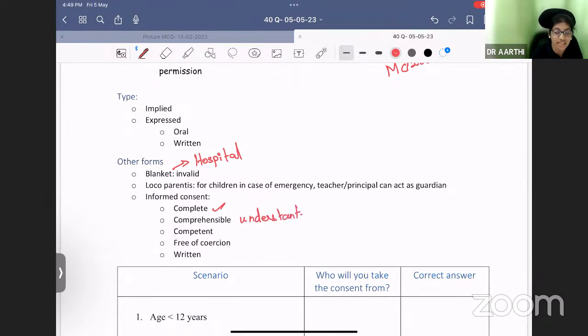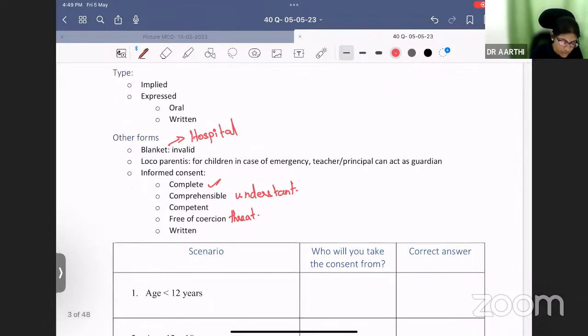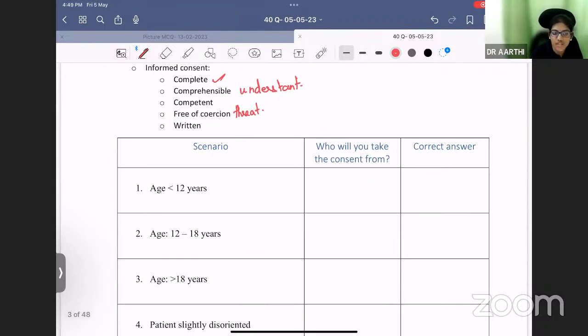It should be taken from a competent person, which means he should not be under the influence of alcohol. He should not be less than 18 years of age, he should not be mentally unsound or ill. It should be free of coercion. Coercion means threat. It should be free of threat, and it should be a written consent. Okay, now let's see this. Age less than 12 cannot give consent, parents or guardian, right? Parents or guardian. Okay, next one. 12 to 18, local examination, only examination.